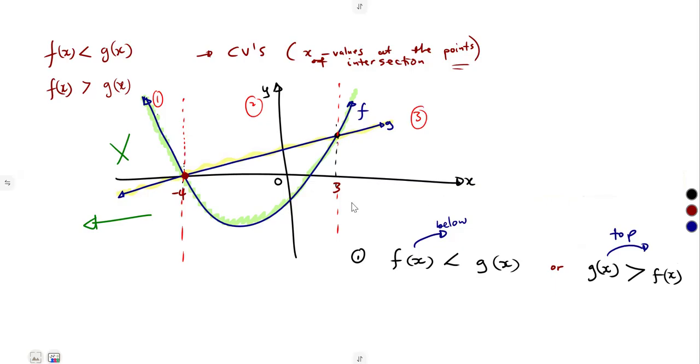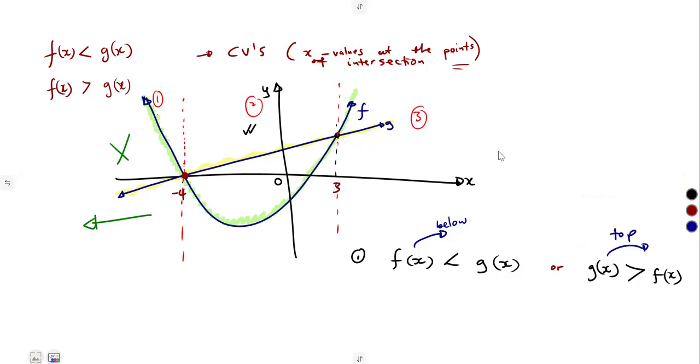So if we move on to the second region, from minus 4 to 3, the points of intersection, this time we have got our f of x here, up to here. It is below, it is under g of x. G of x is on top. This is the region exactly that we want, where f of x is below or where g of x is on top of f of x, from minus 4 to 3.